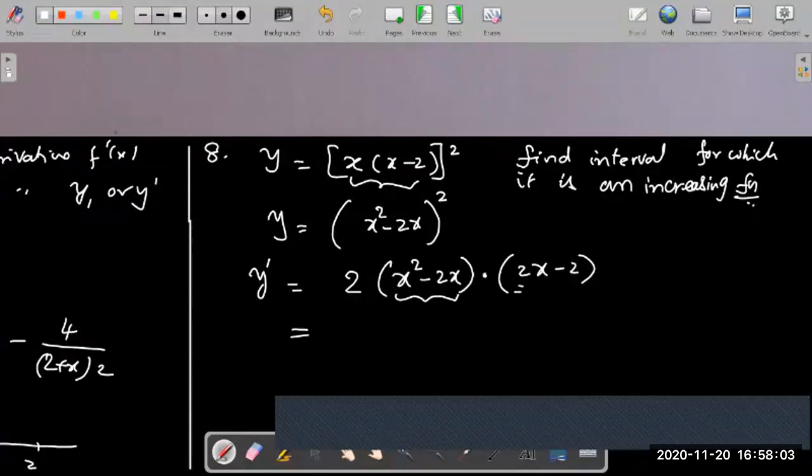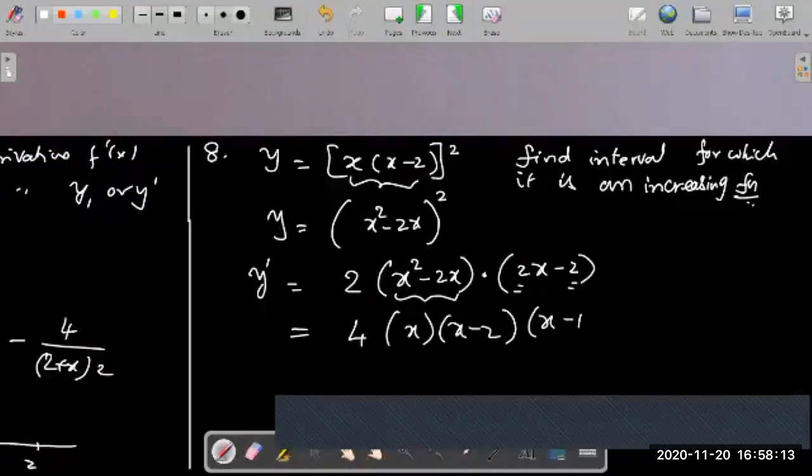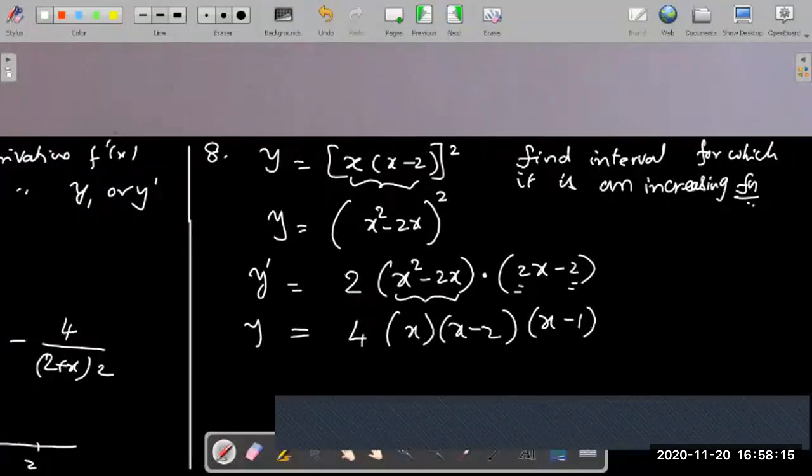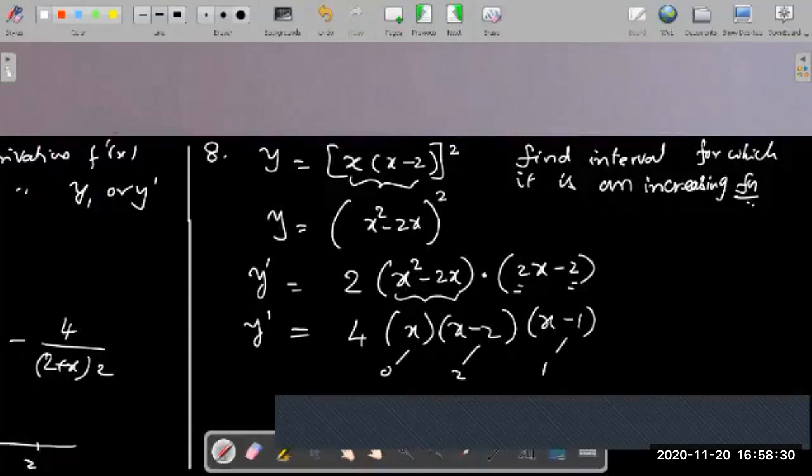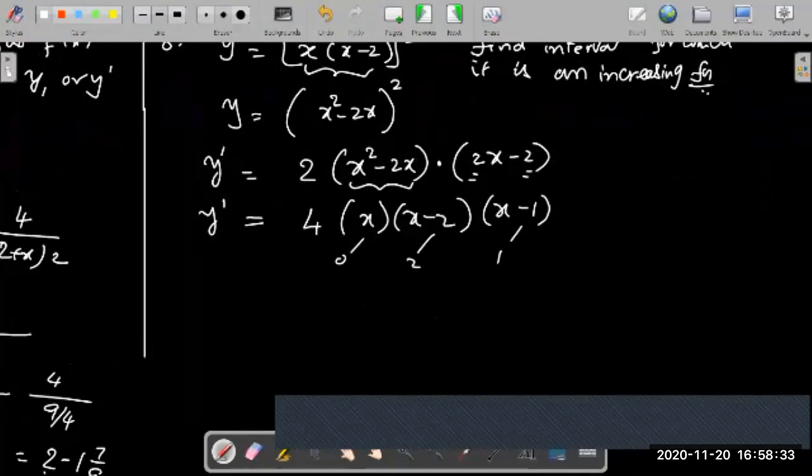So take 2 common from this, you get 4, and you have this one broken down back, x into x minus 2, and this is x minus 1. So we have this as y dash. I'm sure you understood this part: x into x minus 2, and the 2 taken out, and that's why the entire x minus 1. So now we clearly know the zeros: x equal to 0, x equal to 2, x equal to 1. So 3 points we need to mark on the number line and check whether it's increasing or decreasing.